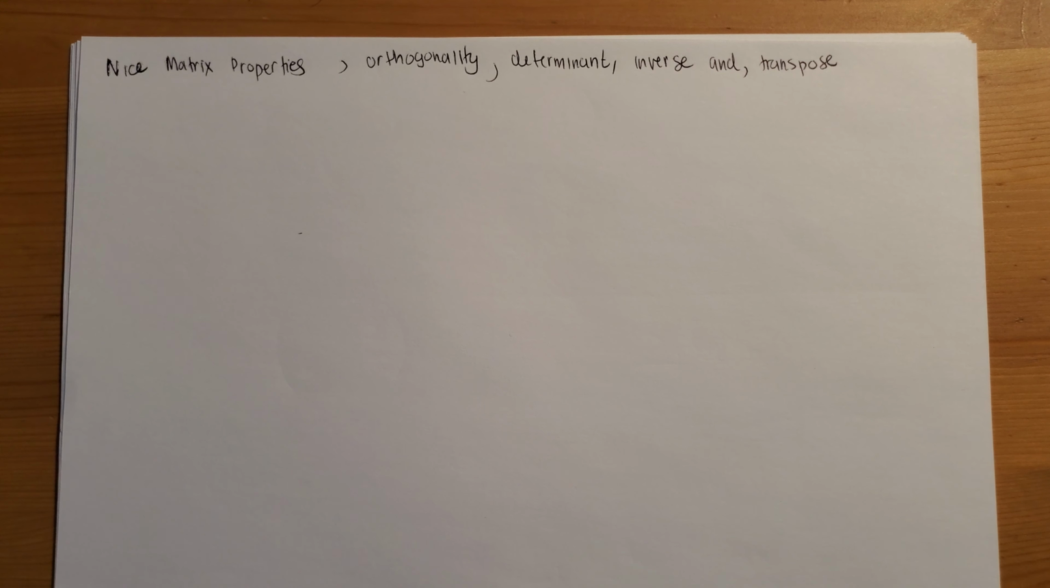Hello everyone. So today I wanted to go over some nice properties of a matrix, and it really depends on what kind of matrix we're talking about. So the first nice property a matrix has is orthogonality. So orthogonality in relation to another matrix.